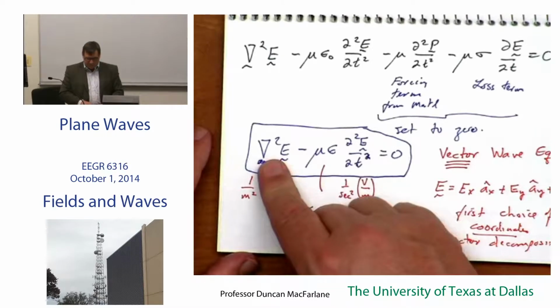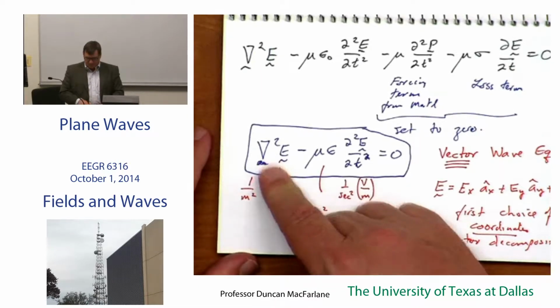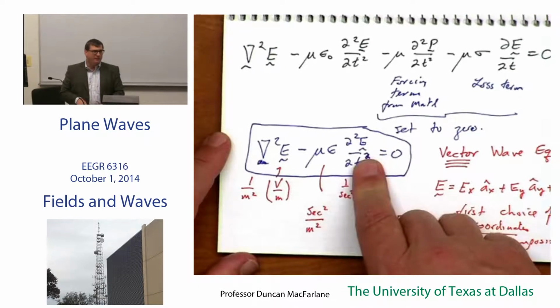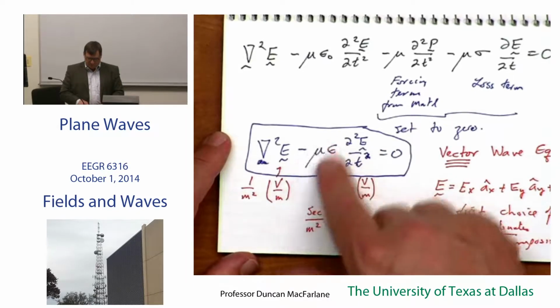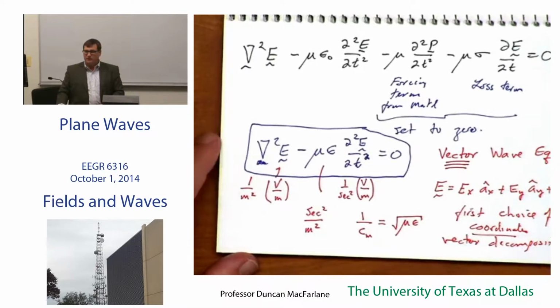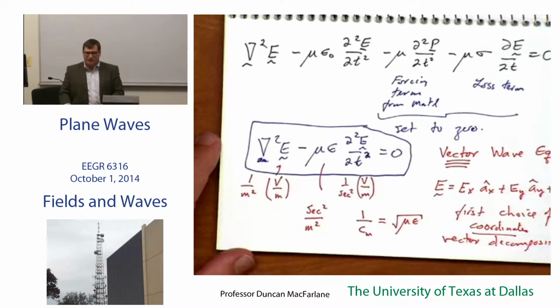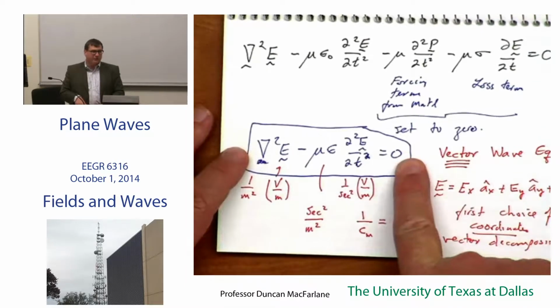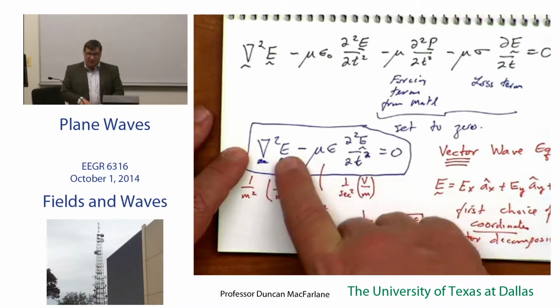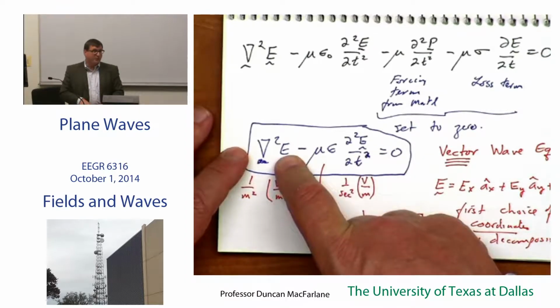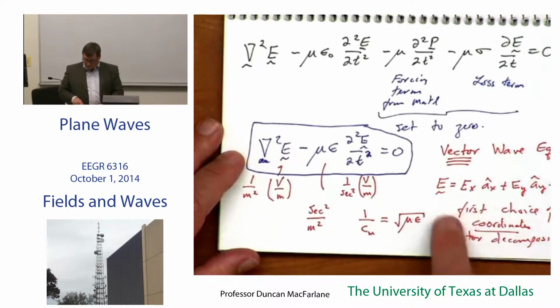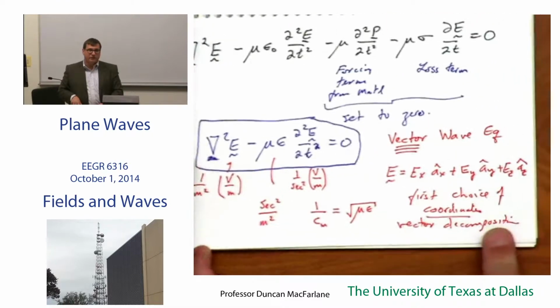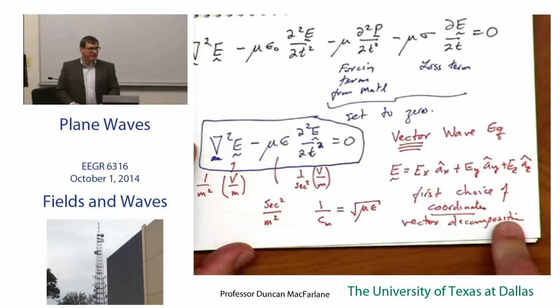Okay? Second derivative, Laplacian of a vector E, balanced by the second derivative with respect to time. If you do the units, you see that this has a 1 over velocity squared term. We're about to understand what that means in a second here. And I wanted to point out that this is a vector wave equation. So this is for the vector E. So this has both direction and magnitude. Okay? And what we did was we made a choice of vector decomposition.